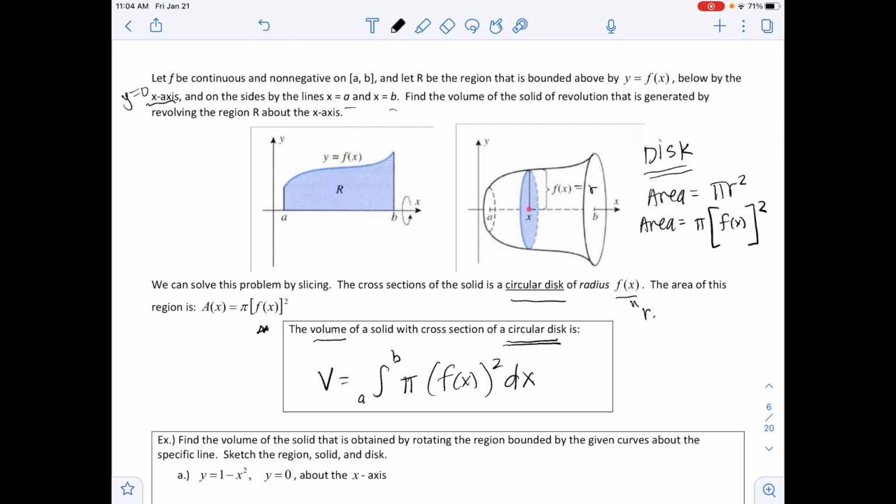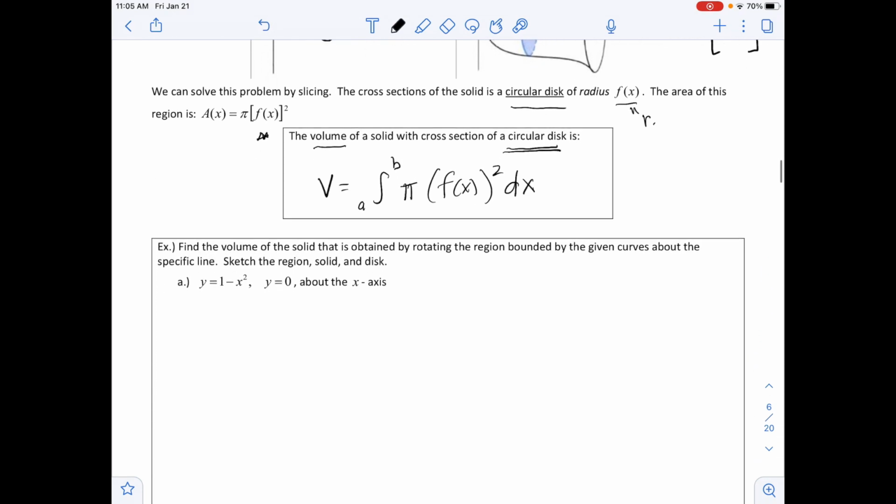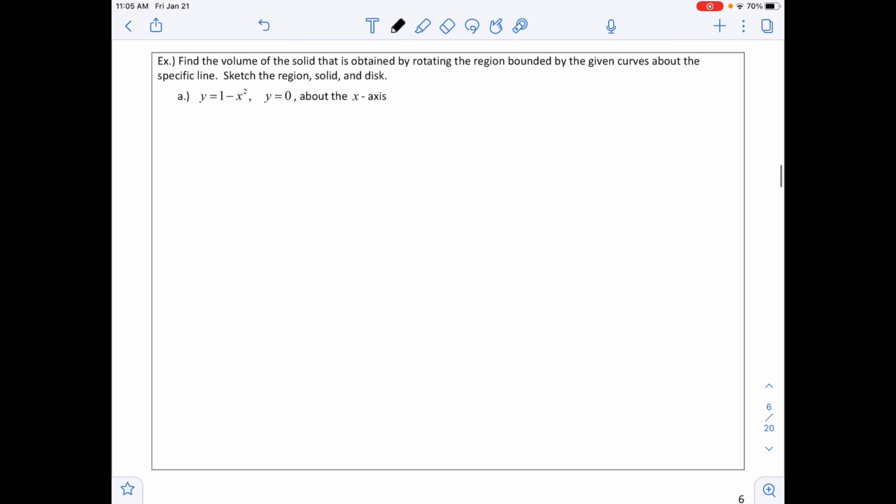And another way to see this too, if you were to take one little slice out of this, our approximating rectangle like we did in the last section, and rotate it around, it will make a disc, a circular disc, a circular region. And so we can use that to find the area. And again, that radius is going to be the height depending on that function f of x. So right below this we have an example. The example says find the volume of the solid that is obtained by rotating the region bounded by the given curves about the specified line.